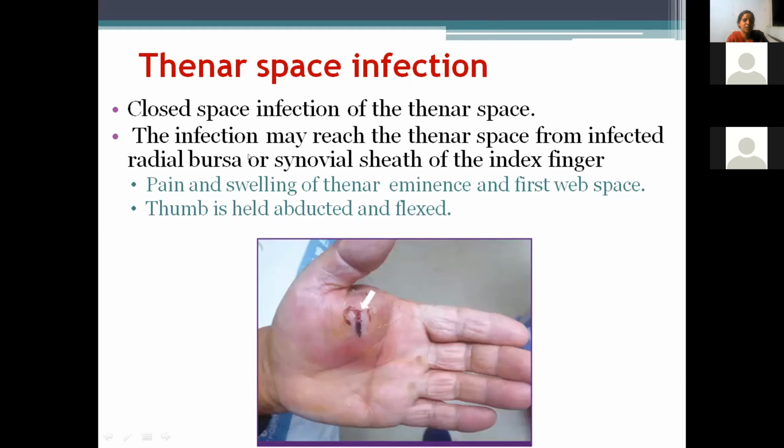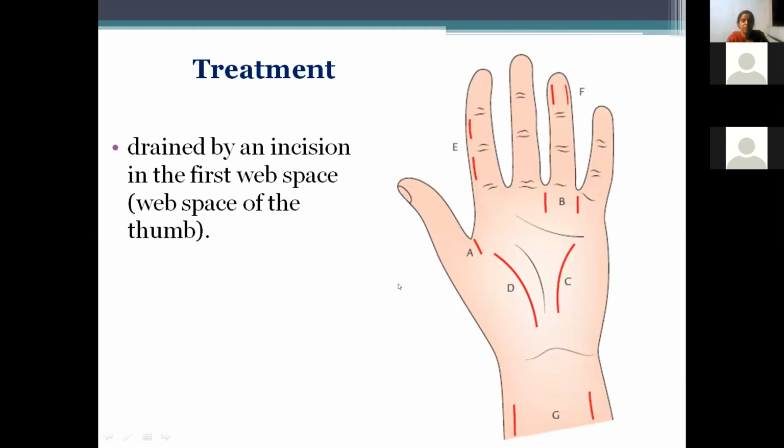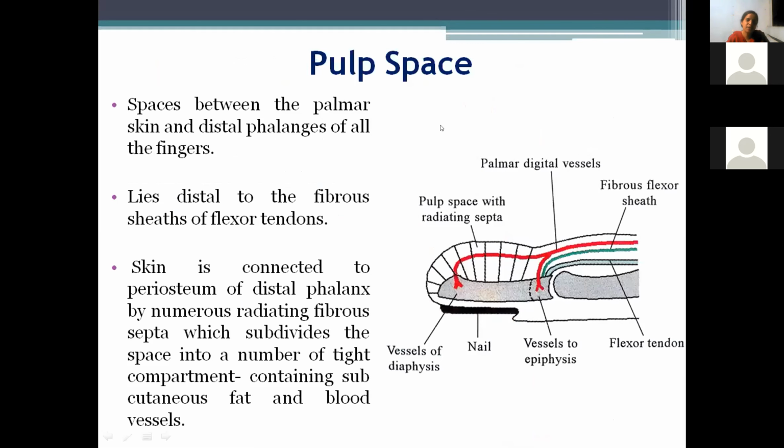Then you have to guess it is an infection of the thenar space. So what to give? Then we have to give an incision like this, an incision in the first web space. Okay. So that is all about the mid-palmar and thenar space.